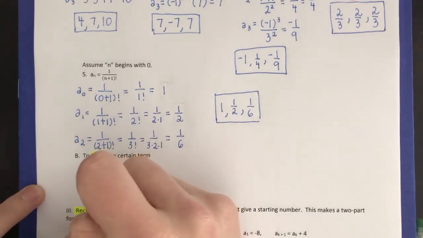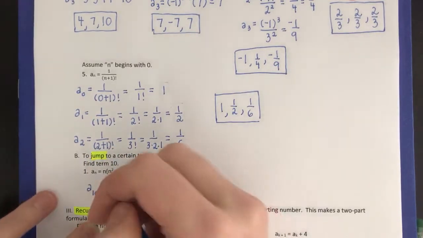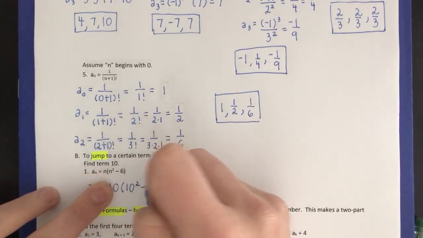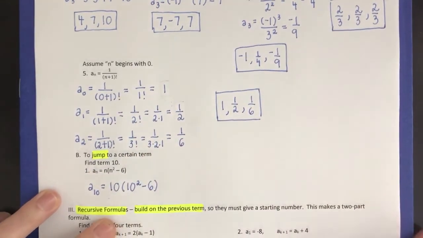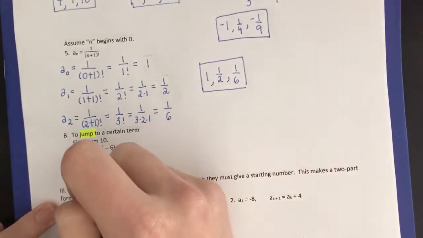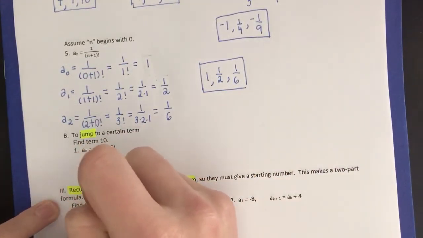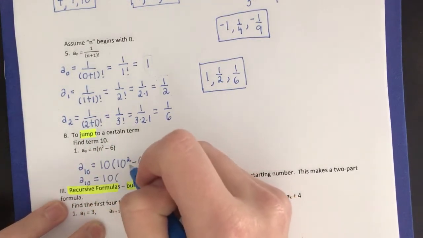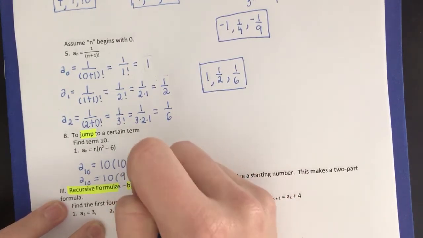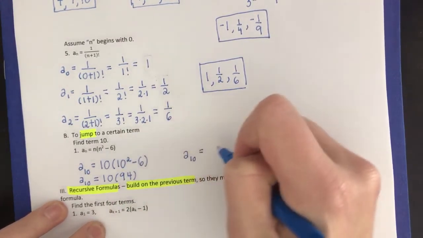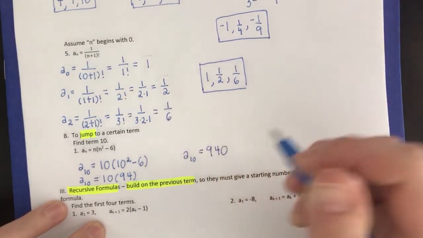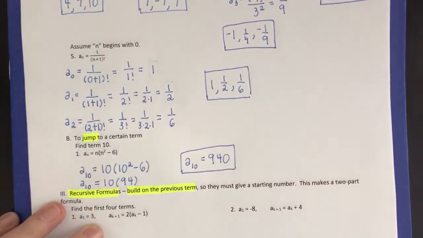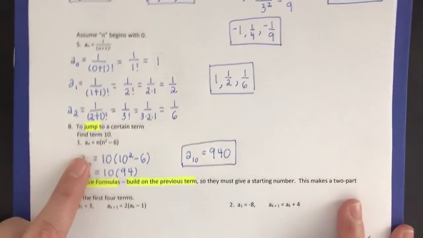So a sub 10 equals 10 times 10 squared minus 6. Okay, so then a sub 10 equals 10 times 100 minus 6, so 94. So a sub 10 equals 940. That's what is so nice about an explicit formula. You can jump to a specific term.